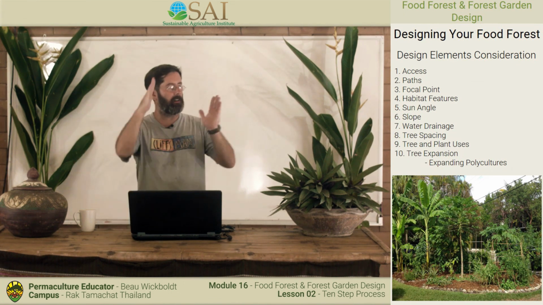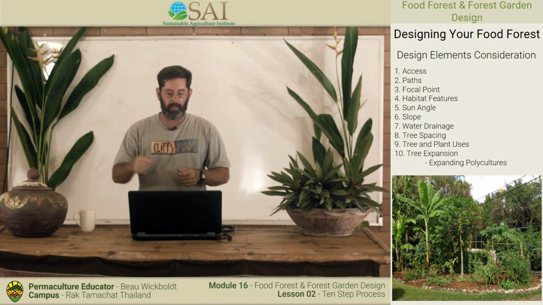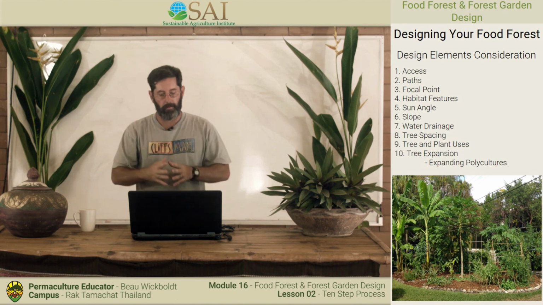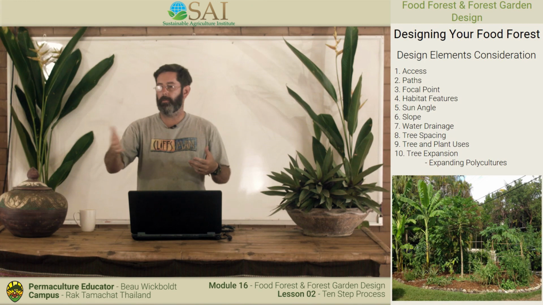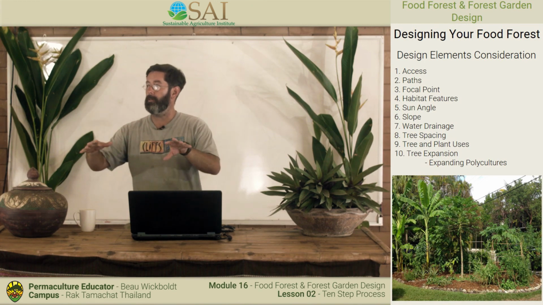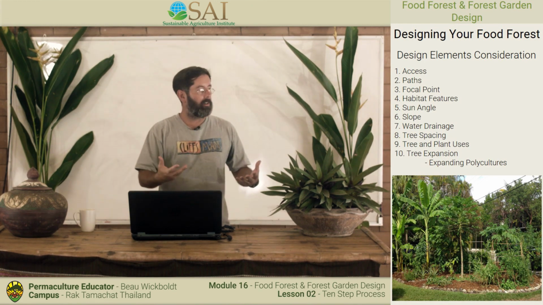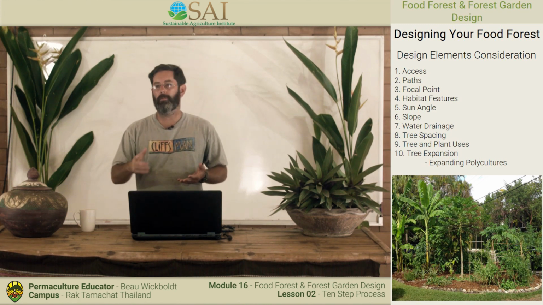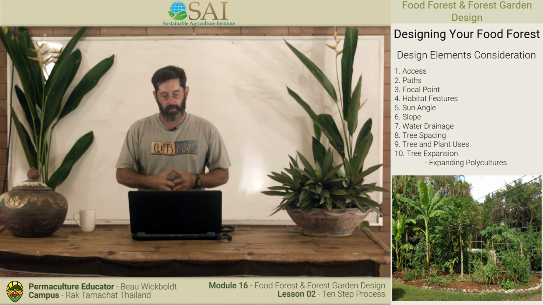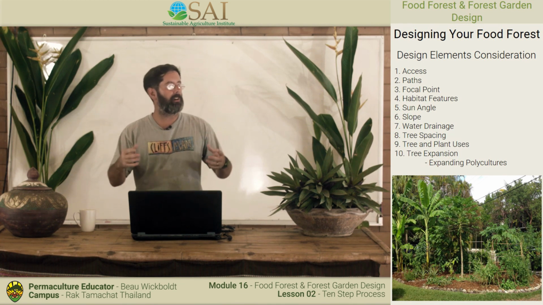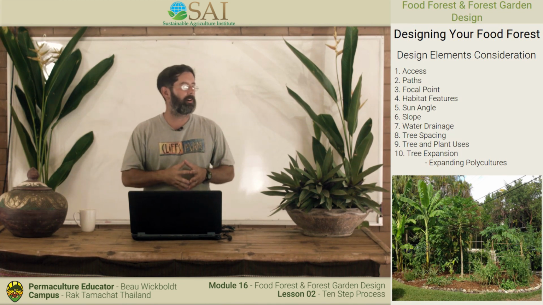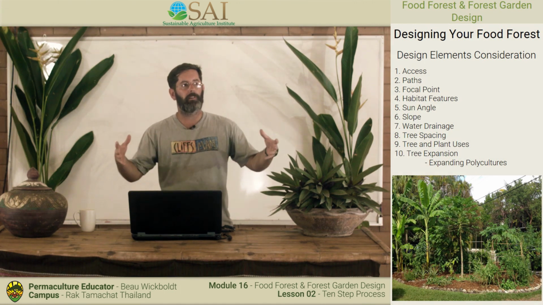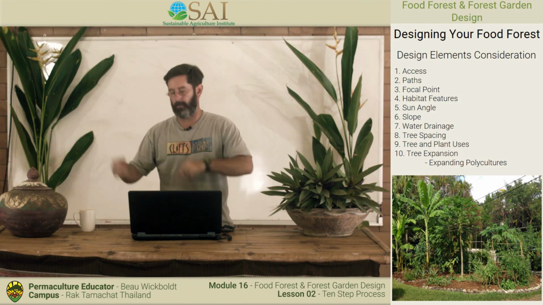I need to understand the sun angle so I can space my trees properly. I have to understand the slope of the property because that will also change the spacing. We can look at the water drainage, whether we need to put in swales or not if we have overland water flow, for instance. That also is always dictating our tree spacing. After that, we look at the tree and the use. Do you like this tree and for what purpose? And then the tree expansion over time, which is understanding the concept of polycultures, or what I like to term expanding polycultures, because we have this time relationship.